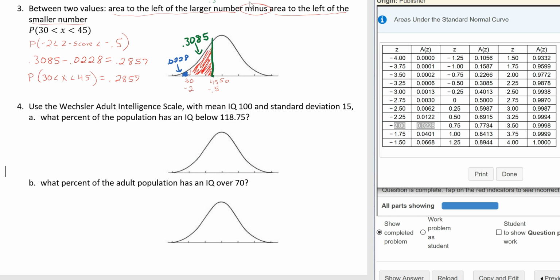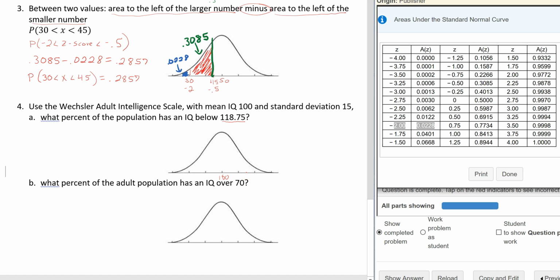Problem 4. Use the Wechsler Adult Intelligence Scale with mean IQ 100 and standard deviation 15. What percent of the population has an IQ below 118.75? We know that the mean is 100, and I'm looking at 118.75, which is above the mean. So that means that the 118.75 will be up here in a positive 1 or 2 standard deviations.